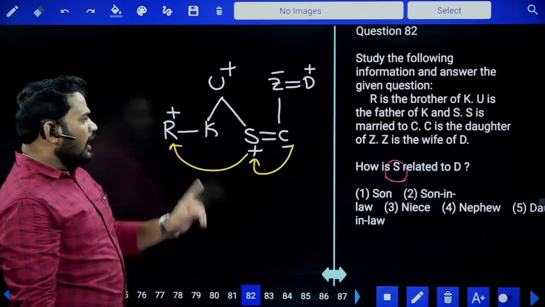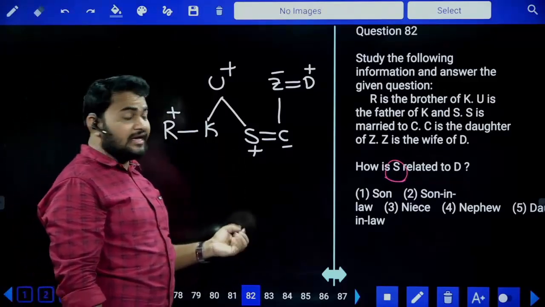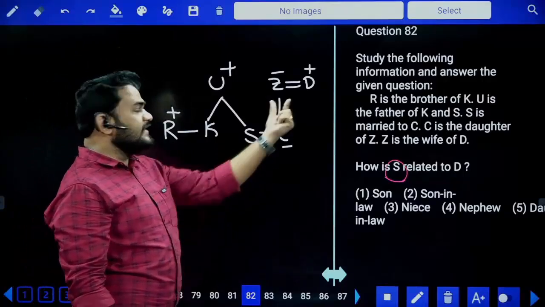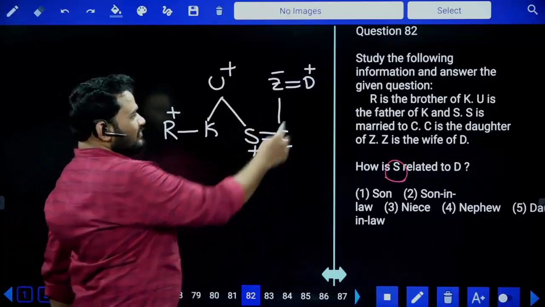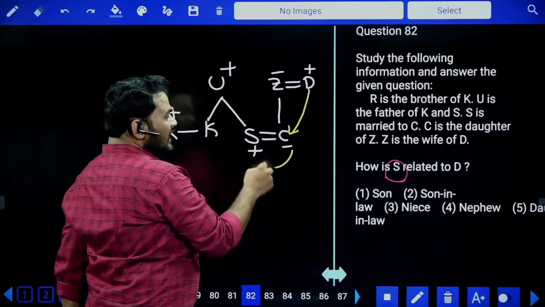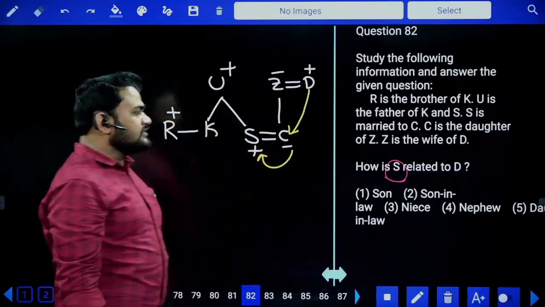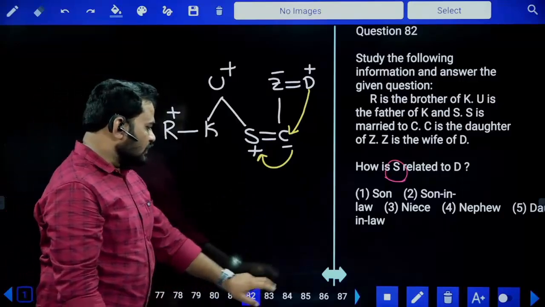Next, 82. How is S related to D? They are asking about S. How is S related to D? Asking D is enough. Then D says that I have a daughter. The daughter's husband is S. Daughter's husband is called son-in-law. Option number 2. Next, 83.